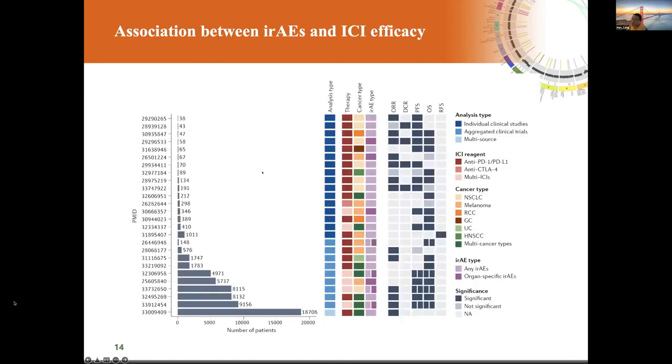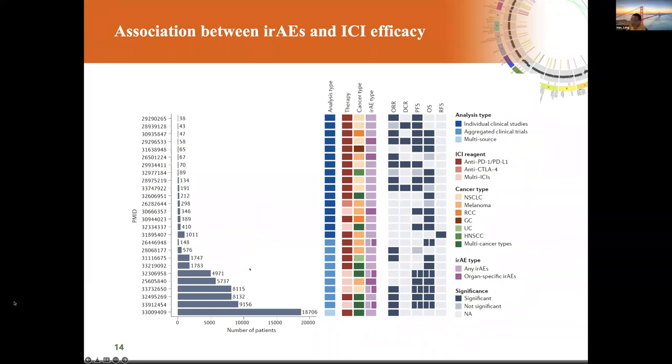So we further collected different data to try to understand the associations between the REs and ICI efficacy. This has been studied a lot, and this is a perspective we summarized here. Different studies use different strategies. For example, the majority of them use individual clinical trials. They compare whether patients with REs have better efficacy while receiving the ICI treatment.